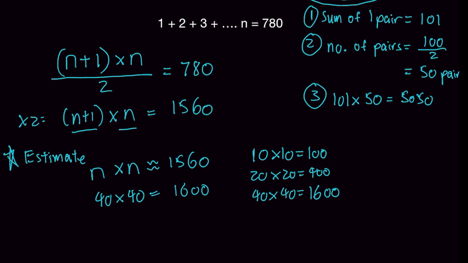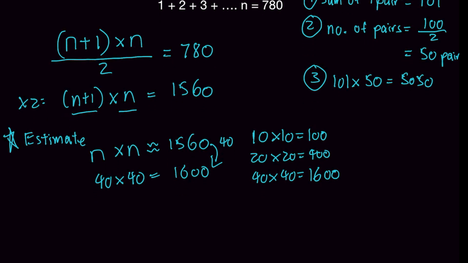So in fact, you are only 40 more than the actual answer. So 1600 is 40 more than the actual answer, right? So this means that what if I reduce from 40 times 40 to become 40 times 39, right? Because we are just 40 away from the actual answer, so we reduce it by 40. Okay, so 40 times 39, we will get 1560.